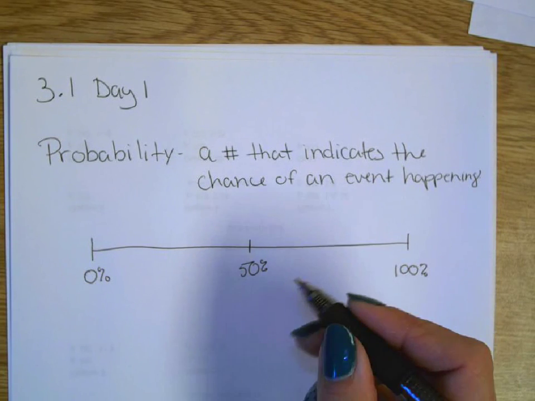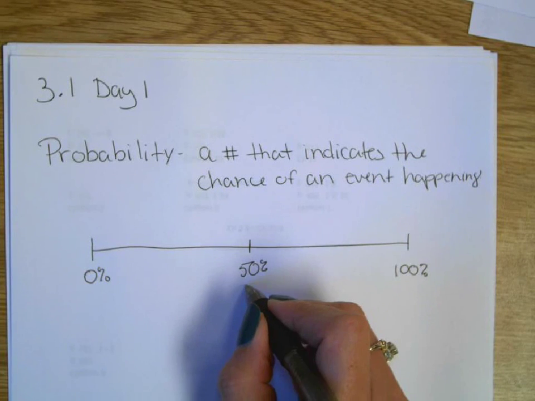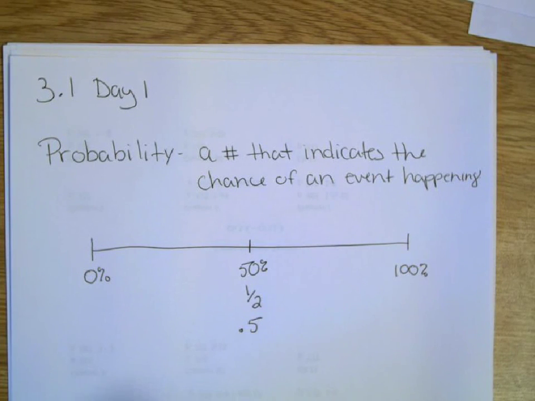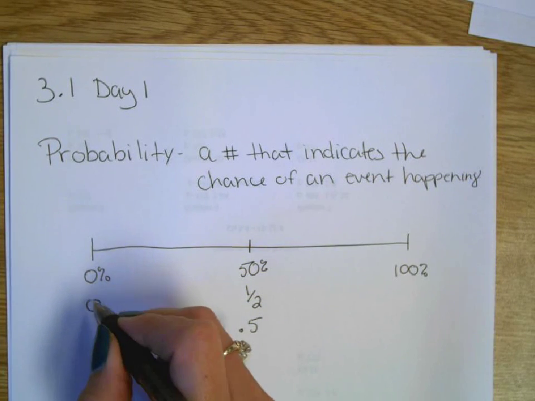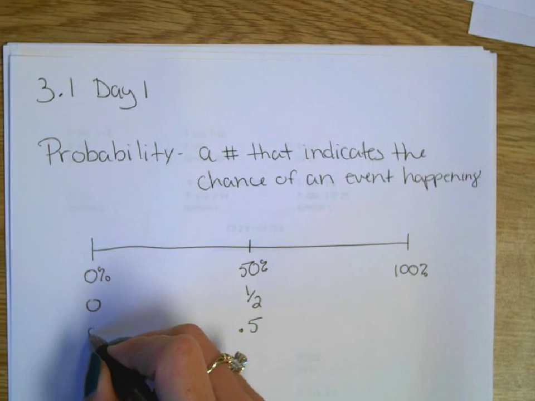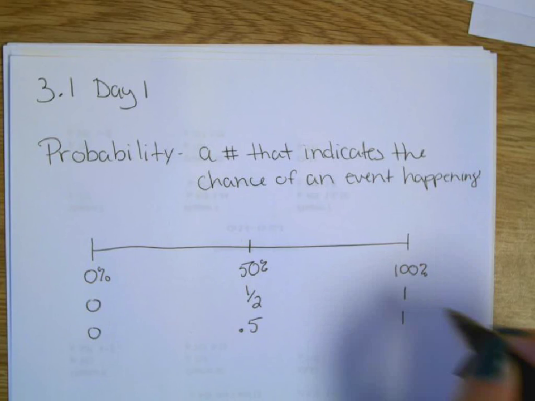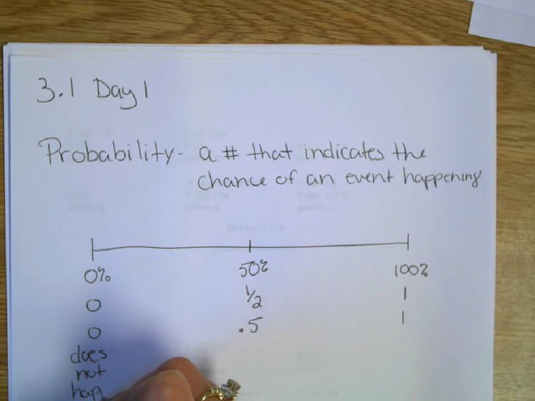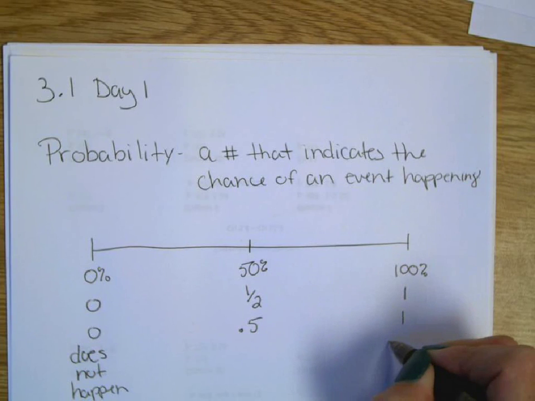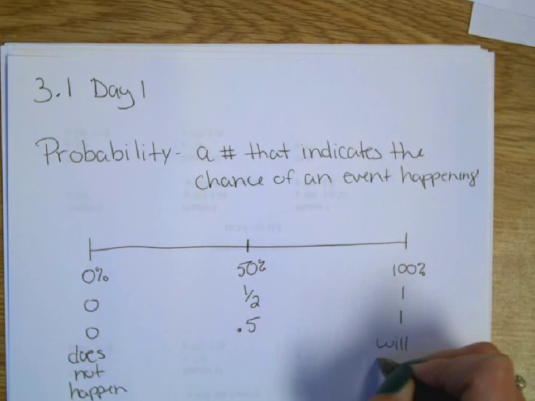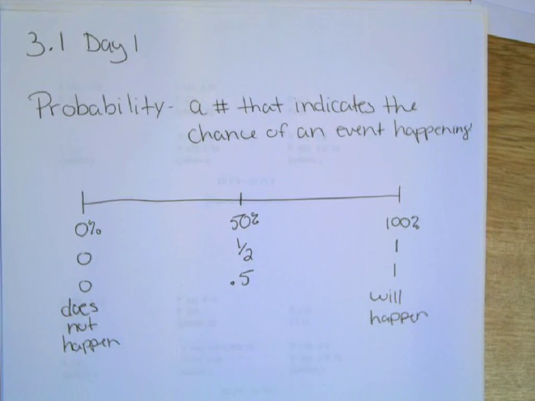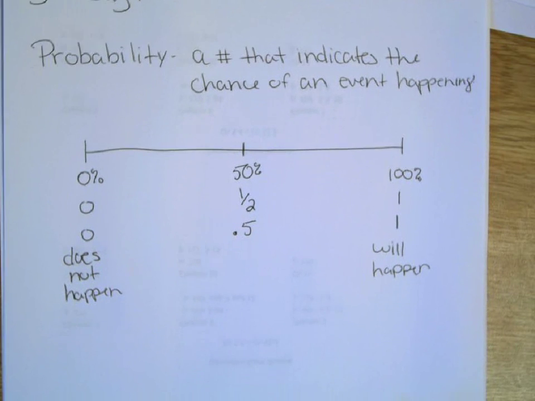But like I said, we can go decimals and fractions, so you could have a 1/2 probability or a 0.5 probability. Down here we've got 0 as a fraction and 0 as the decimal, and then 1 and 1. So again, this absolutely does not happen, and this one's a guarantee, definitely will happen. So the higher a probability, the higher chance of something happening.